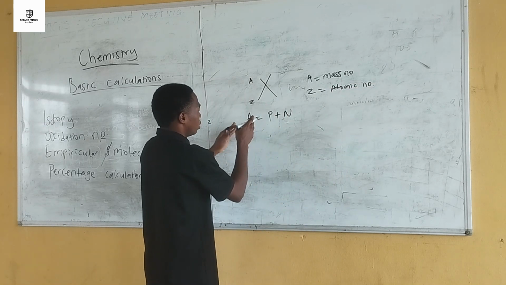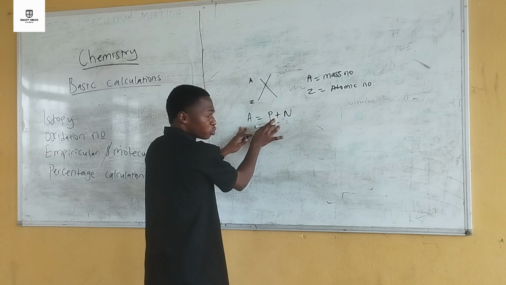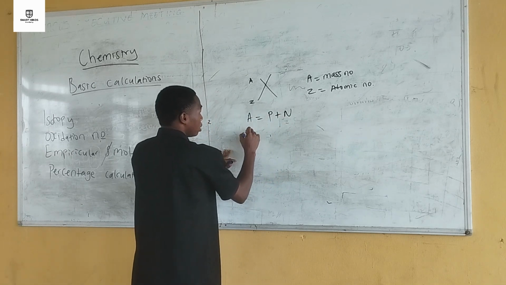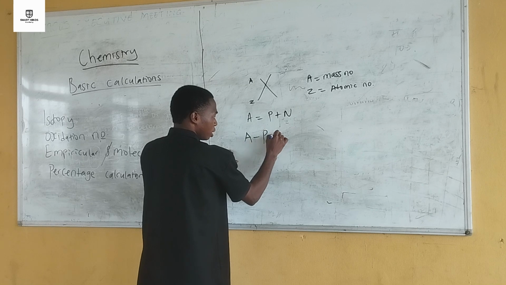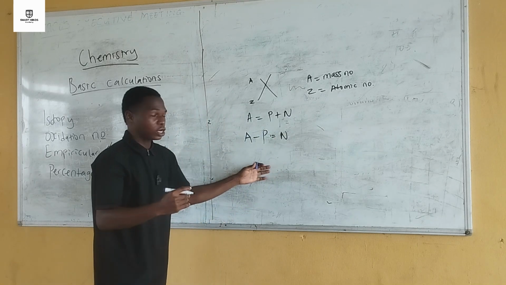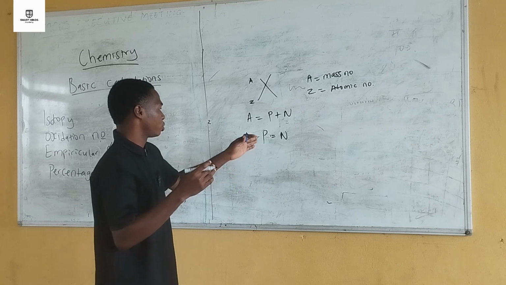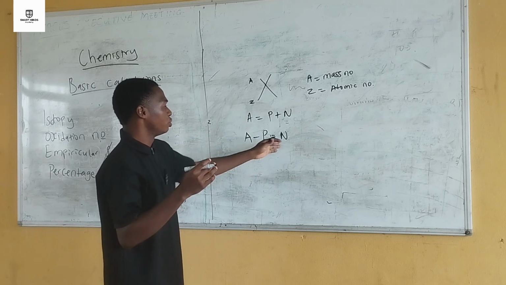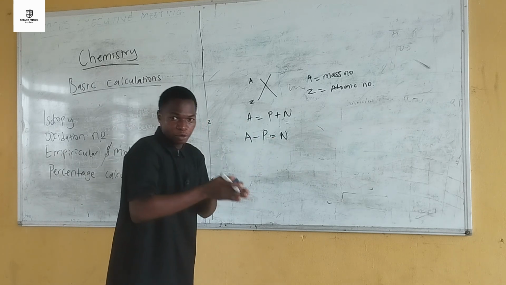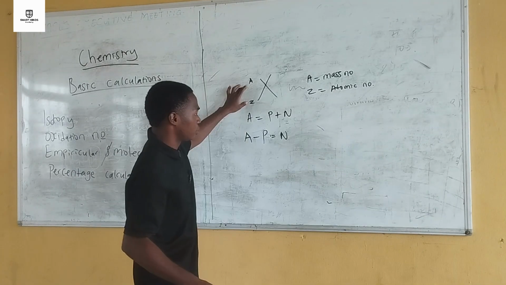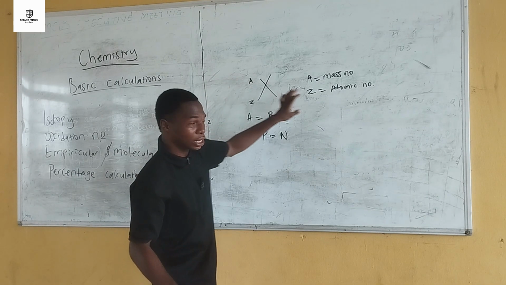If A is the mass number, which is proton plus neutron, then to get your neutron, you do mass number minus proton number. The neutron number is the proton number subtracted from the mass number. Proton number can also be called atomic number.